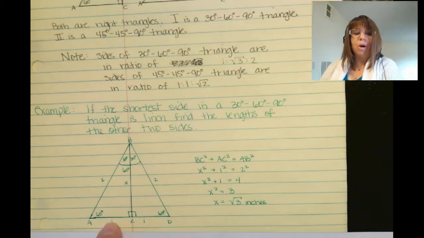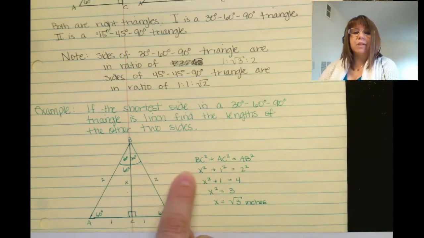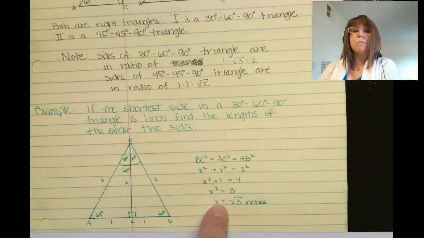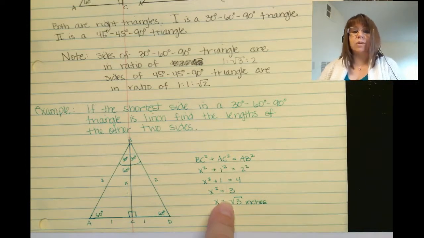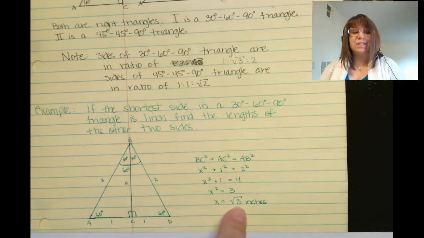So far I have 1 for one of my legs and a 2 for my hypotenuse. Using the Pythagorean Theorem, I know that x squared plus 1 squared equals 2 squared. X squared plus 1 equals 4. Subtract 1 from each side, so x squared equals 3. But remember, take the square root of each side, it's going to be x equals plus or minus the square root of 3, but since we're dealing with length, we can ignore the negative square root of 3. So the length of the height is square root of 3 inches.